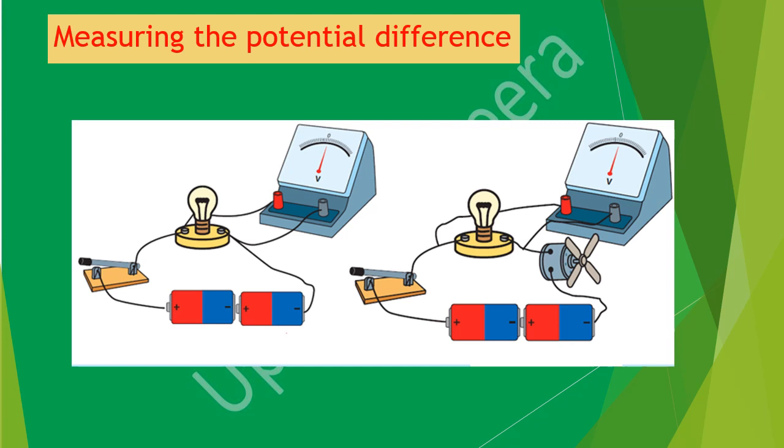When you measure the potential difference, you have to connect the voltmeter in the parallel way. Now in this diagram you can see voltmeter is connected to the bulb in the parallel way. So we can measure the potential difference between the two terminals of the bulb.